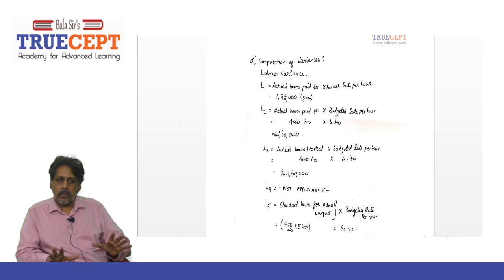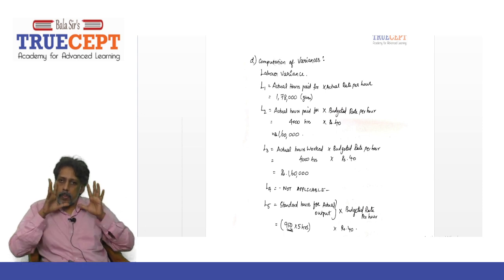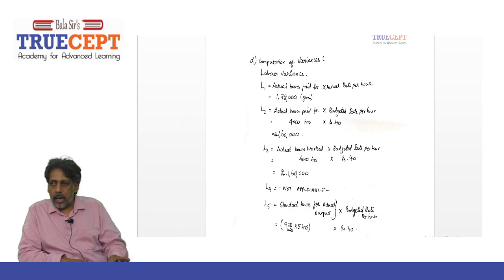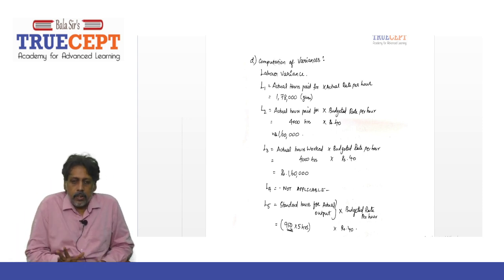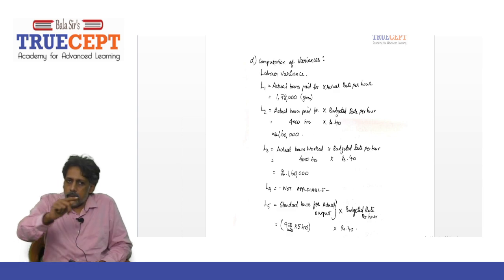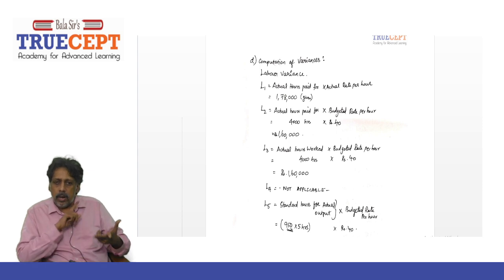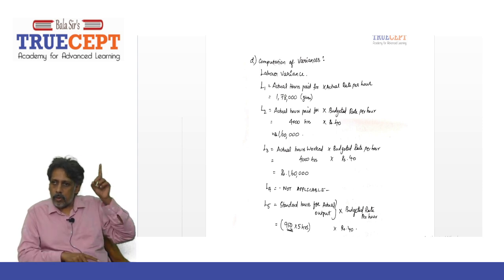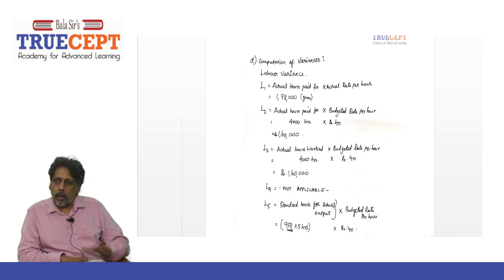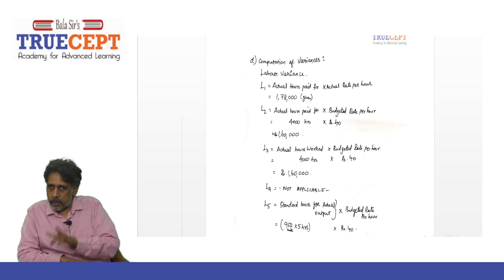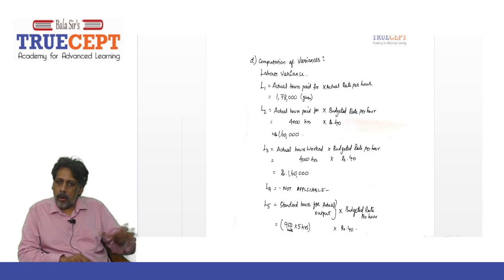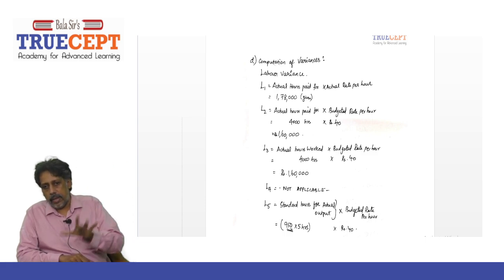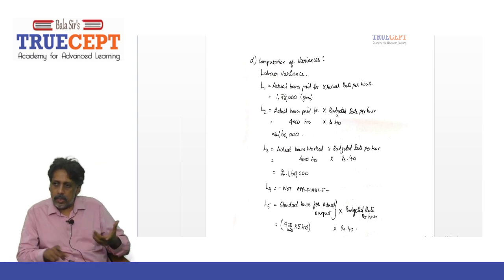L1 represents the actual hours paid for into actual rate, which is given as 1,78,000. No, sir, I want to find the actual rate. If you want, you can do it. Take a calculator. You divide 1,78,000 by 4,000 labor hours. You get rupees 44.5. Then you show the working: 4,000 hours into 44.5, 1,78,000. That is L1. And what is L2?